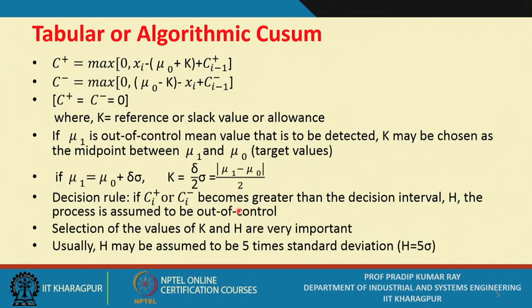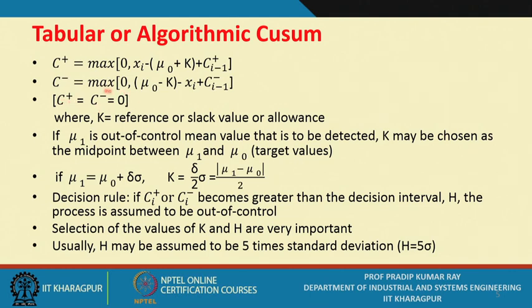So this is the basic idea, and then you check at a certain point in time, or at a certain sample, whether Ci plus or Ci minus is greater than H. And if you find that this condition holds, then immediately you assume that the process is out of control. Is it clear? So with the given data set, you have to calculate for any sample i, Ci plus as well as Ci minus.